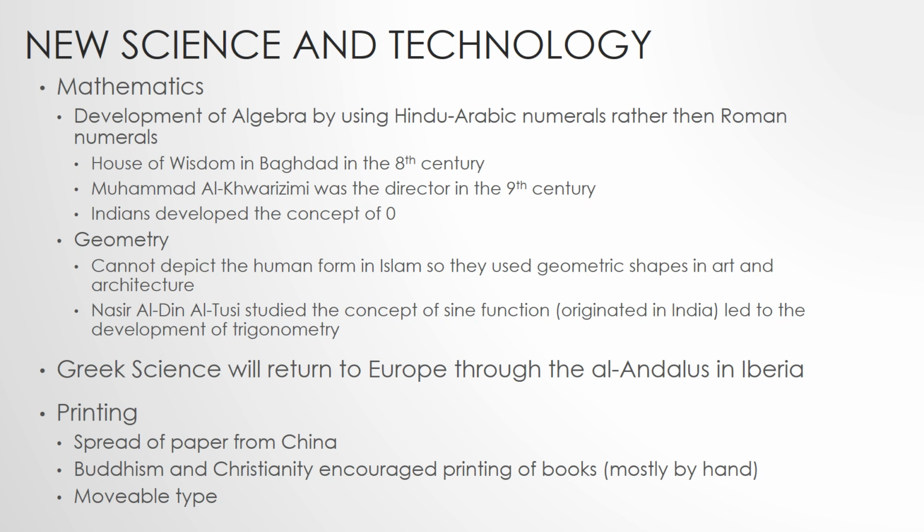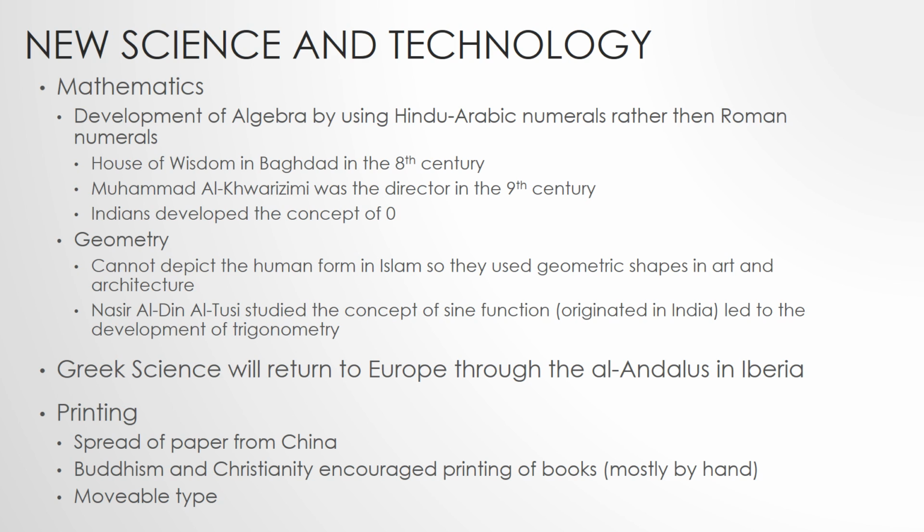Buddhism and Christianity is going to encourage printing books. Now this is hand printing. We are not doing the movable type printing that is in China at this point. The Gutenberg printing press is going to be in the next time period, but the hand printed books, again, the monasteries are pretty much the ones who are doing that.